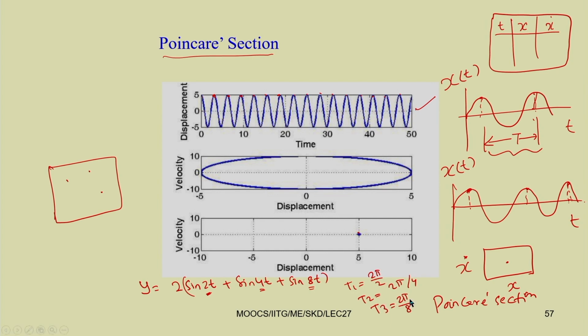So the lowest time period you can take: T1 is equal to pi, T2 is equal to pi by 2 and T3 is equal to pi by 4. The lowest time period is T3, which is pi by 4. Taking this T3 and sampling, you will get only 3 points on the curve. You can plot these 3 points, that is your y versus y dot.